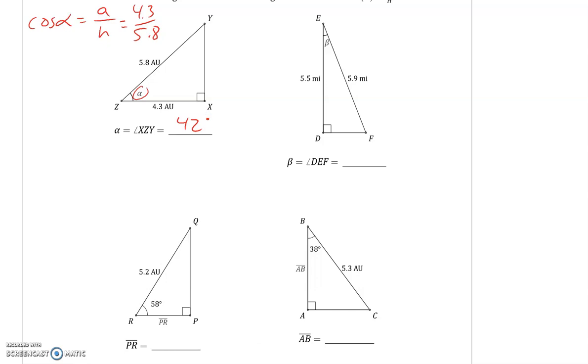All right, next we're looking for beta up here. So the cosine of beta is adjacent over hypotenuse. So the adjacent would be the 5.5, the hypotenuse would be the 5.9. So we got 5.5 divided by 5.9, we get our decimal. Then we'll inverse cos that, and we get an angle of around 21 degrees.